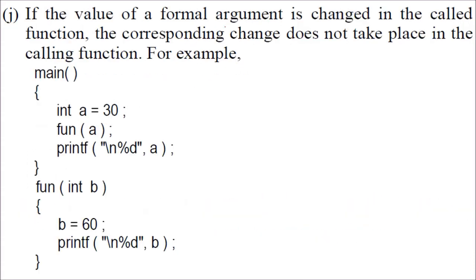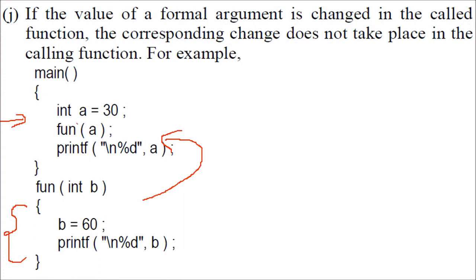If the value of the formal argument is changed in the called function, it is not going to be seen in the calling function. That means if you are changing some value in any function, the changed value will not be seen in the calling function. This is called call by value. By default, C follows call by value. If you want the value to be changed, you have to go to call by reference. We'll talk about them separately after this.